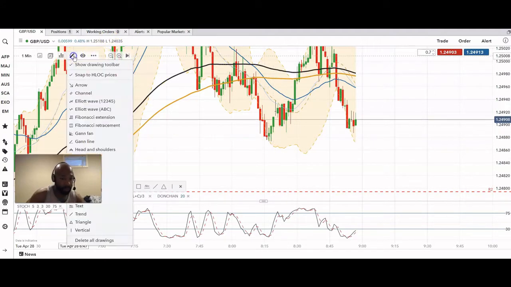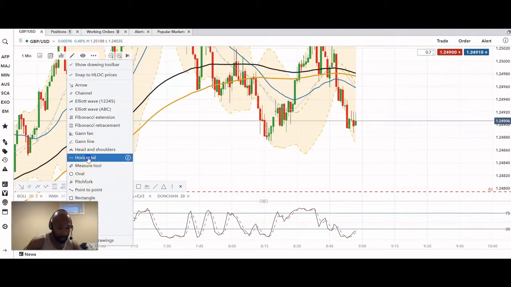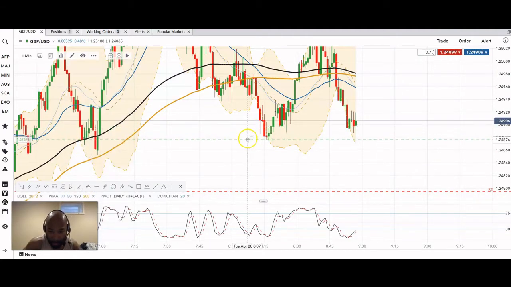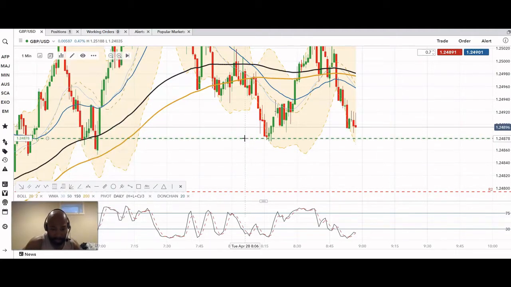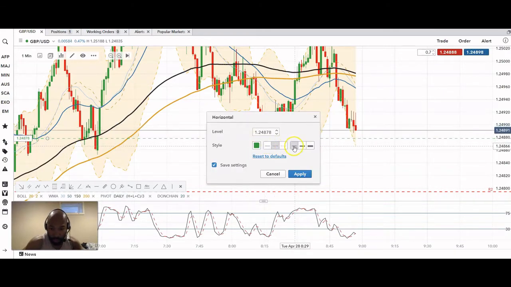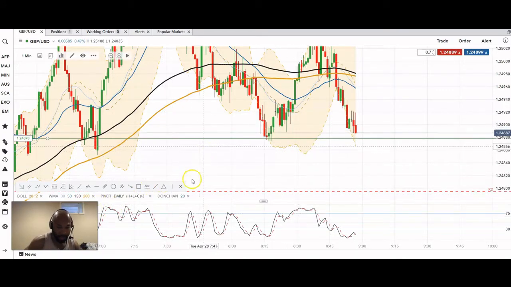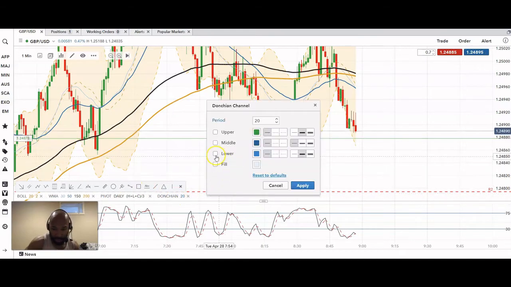Let's draw a line for a support line. It's not a major one, so let's do this. Is it gonna cross? And then something else I would like to do is enact my Donchian.